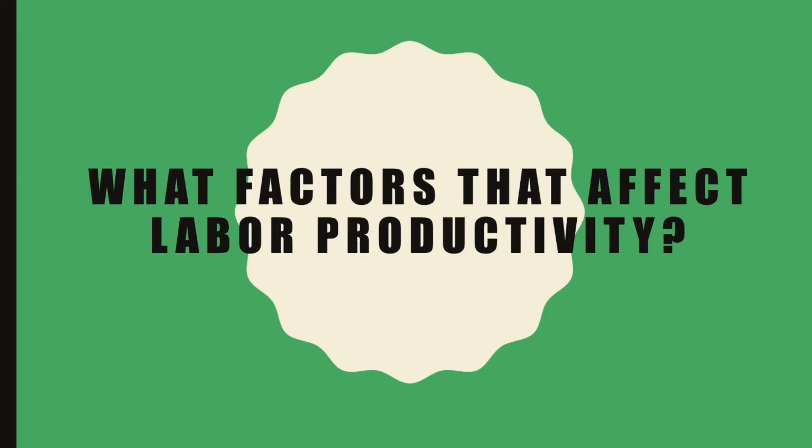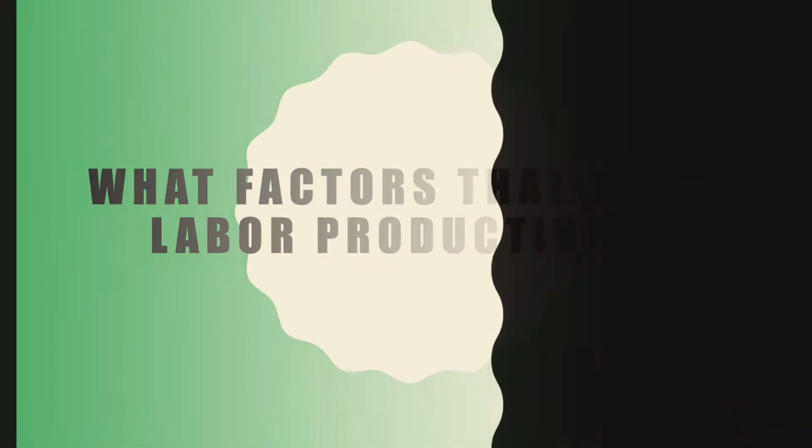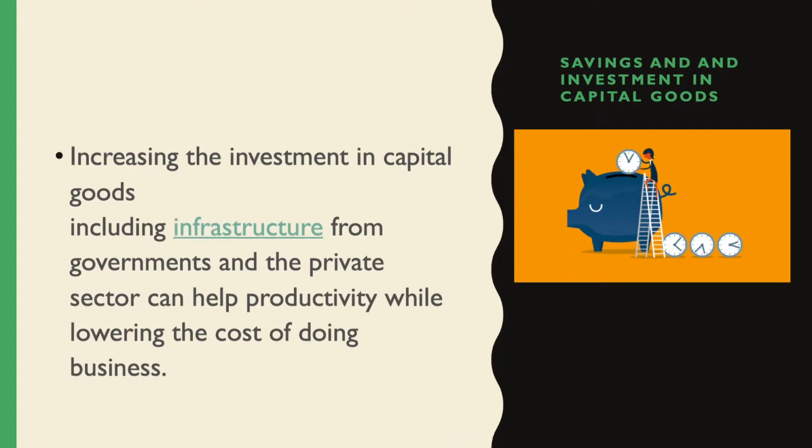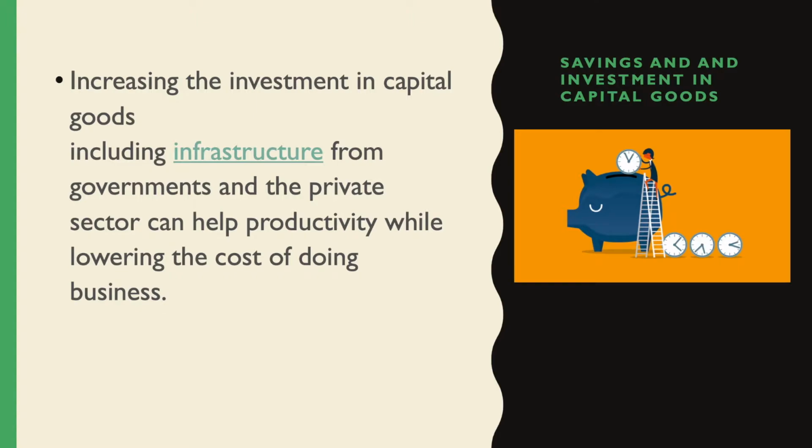What factors affect labor productivity? First, saving and investment in capital goods. Increasing the investment in capital goods, including infrastructure from governments and the private sector, can help productivity while lowering the cost of doing business.